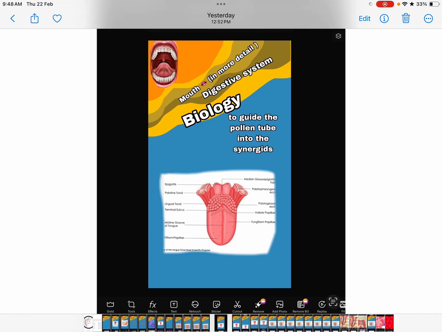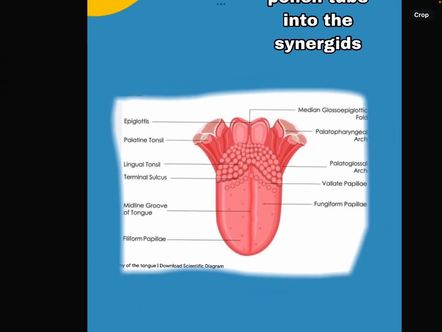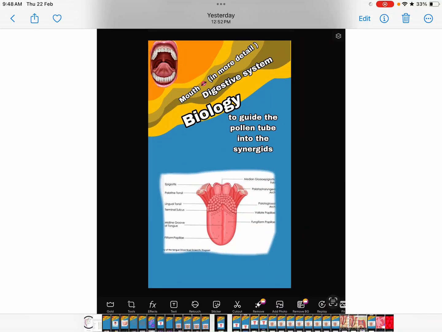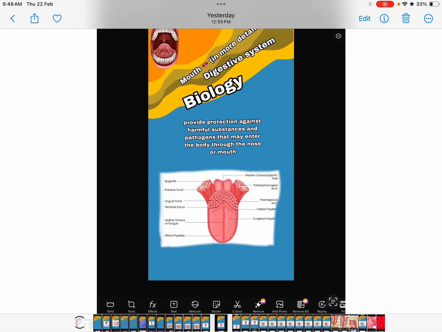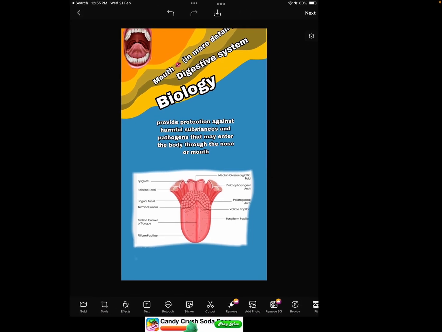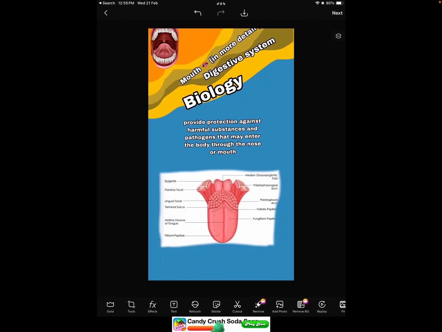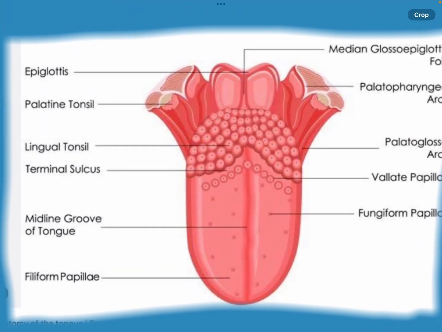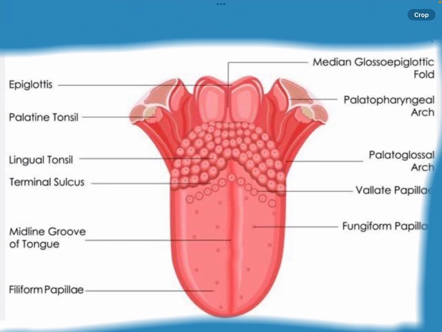And yeah. The filiform papillae are just there to guide the food toward the stirring, meaning it tells where the stirring is. The middle groove of the tongue is just to divide the filiform and fungiform papillae. Now, the tonsils.